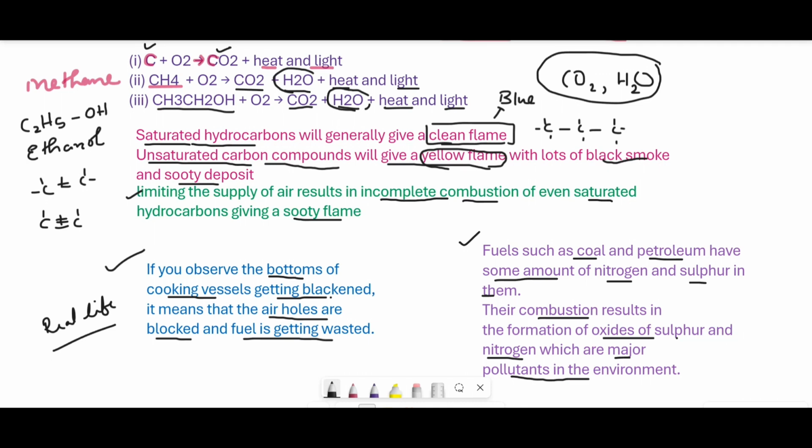So note the important point: we get carbon compounds from resources like coal and petroleum, and they have some amount of nitrogen and sulfur. During combustion, the sulfur reacts with oxygen, and nitrogen also reacts with oxygen, forming their corresponding oxides like sulfur dioxide and nitrogen oxides. So they are major pollutants in the environment. So this is about the combustion reaction.